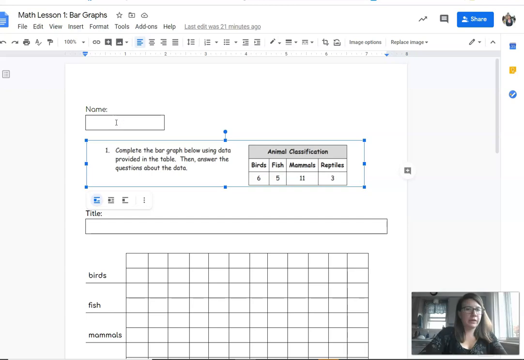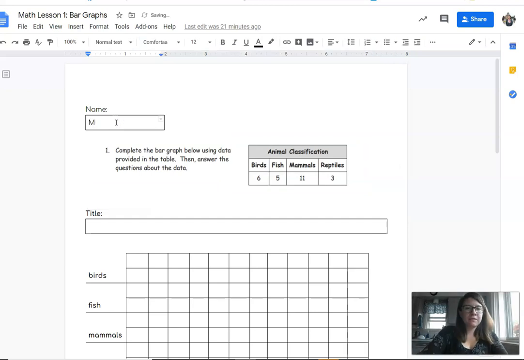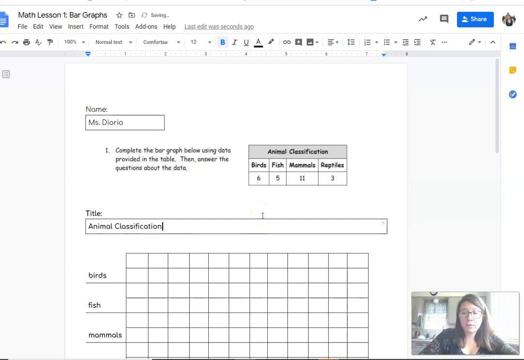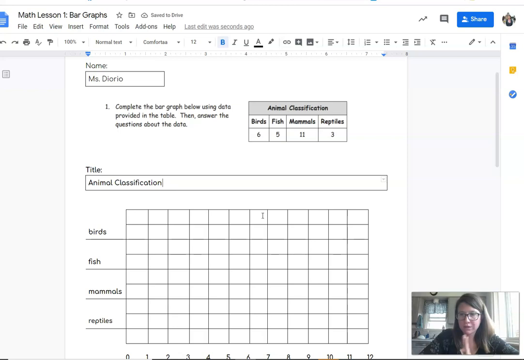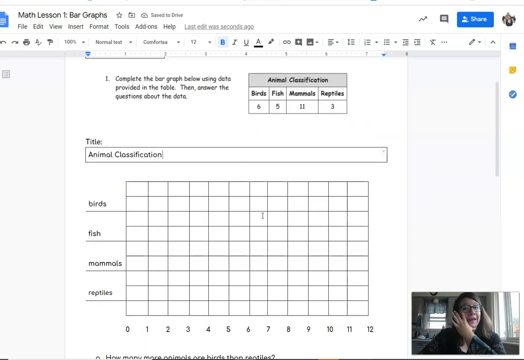So put your name on the top. Your title is going to be the same title on the top of this little graph here. Now, I outlined this graph for you. If you want to do it on paper, because that makes more sense to you, be my guest. So you're going to take the information from the chart up here and put it in the graph.